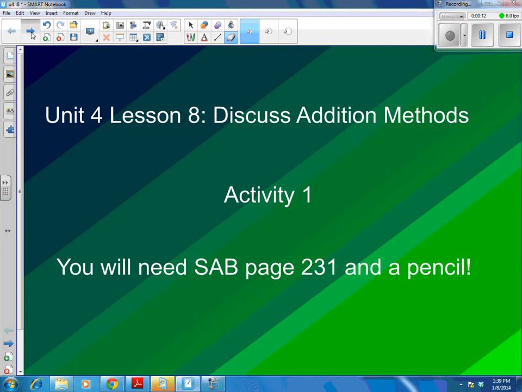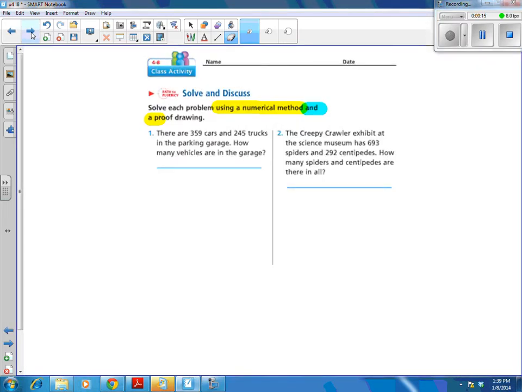Let's get started. All right, so I have solve and discuss. Solve each problem using a numerical method and a proof drawing. Let's think a minute what that means. Numerical method is how we usually add. A proof drawing is when we draw our hundreds, 10 sticks, and ones. Let's go ahead and get started.